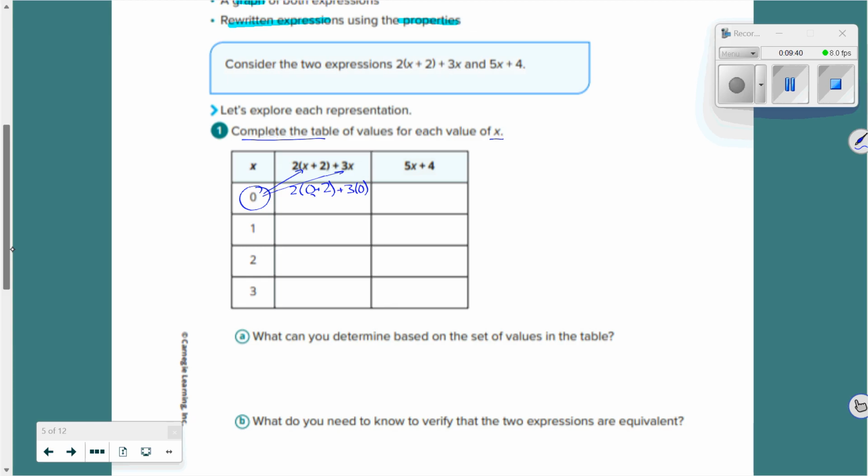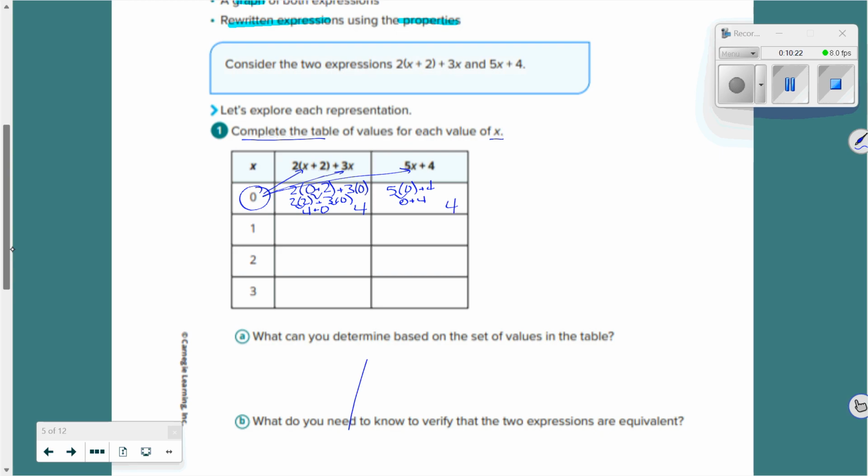Order of operations means I have to do the parentheses first. So 0 plus 2 gives me 2, and I rewrite everything else: 2 times 2 plus 3 times 0. Now I'm multiplying. 2 times 2 is 4, 3 times 0 is 0, and 4 plus 0 gives me 4. I'm going to do the same thing on this one, but now I put the 0 in for this x. So 5 times 0 plus 4. Now it's just multiplying: 5 times 0 gives me 0, plus 4. Now I add those together and I get 4.